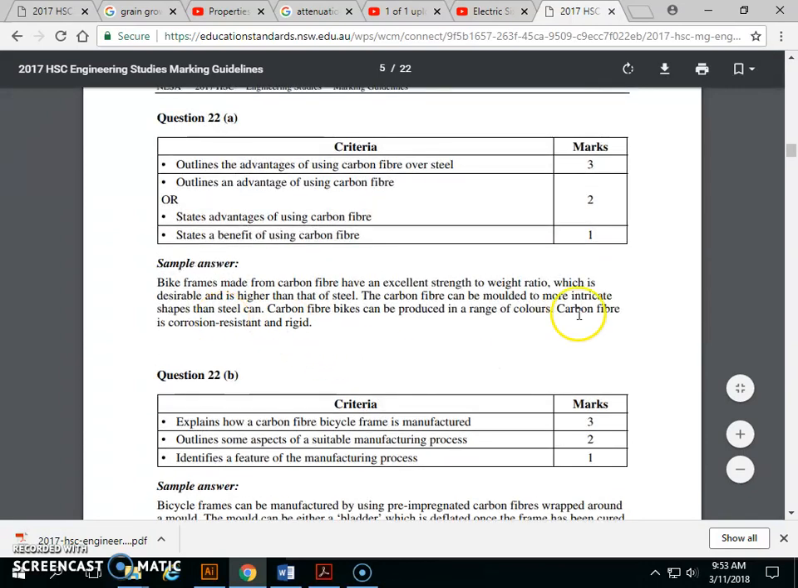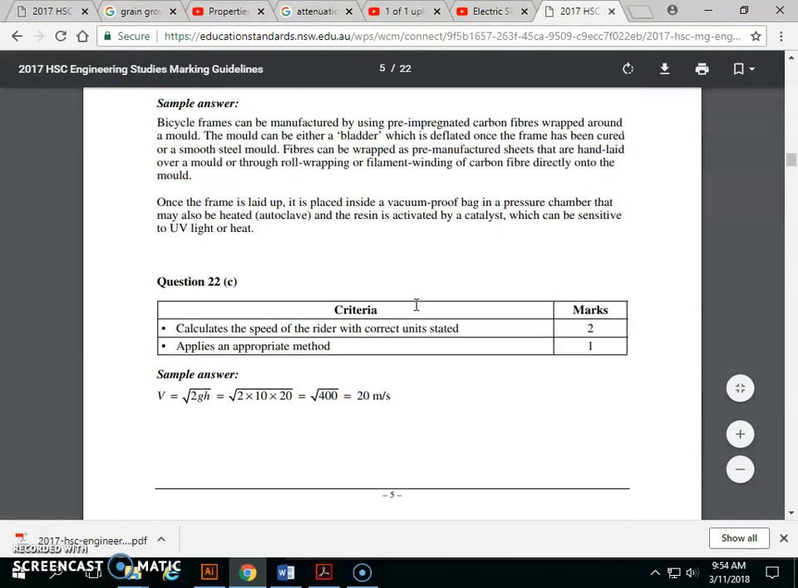Just to quickly check, what did they say here? They said carbon fiber can be in intricate shapes. It can be produced in a range of colors. There you go. So one of the students said that. Carbon fiber is corrosion resistant and rigid. Yeah, so we got all 3 of those points. I didn't say colored, but we did talk about shape.